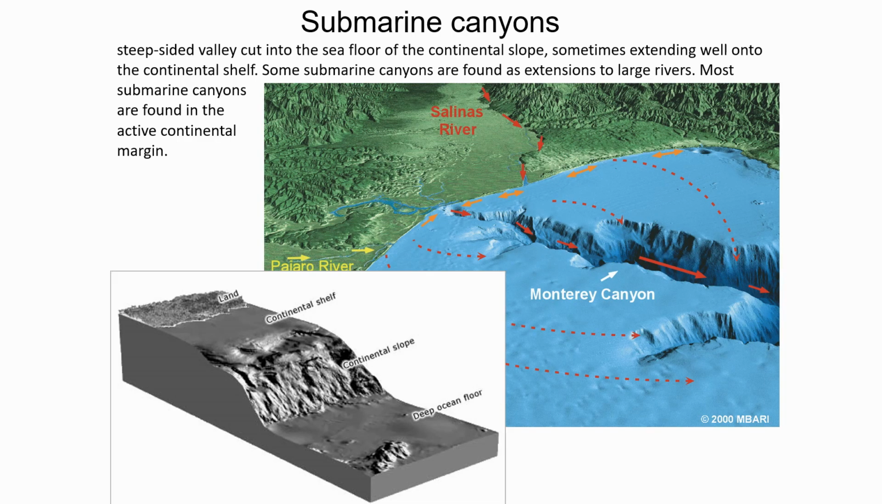This figure shows a digital topographic model of a submarine canyon. Submarine canyons usually serve as conduits for sediment transportation from the continental slope to the continental rise. And the submarine canyons are usually related to a large river, like an underwater extension of the large rivers. Most of the submarine canyons are found in the active continental margin.